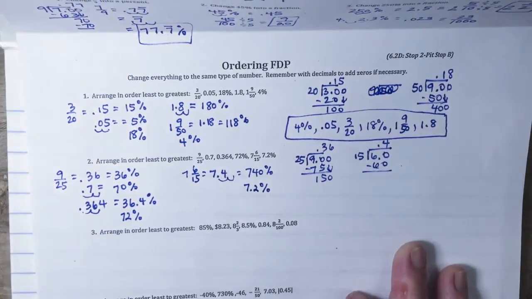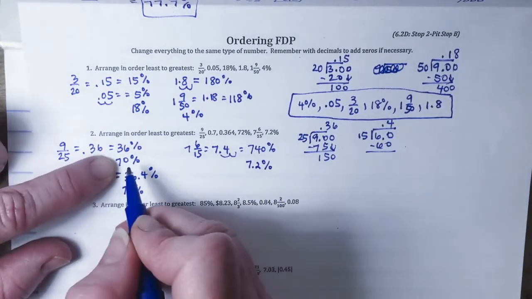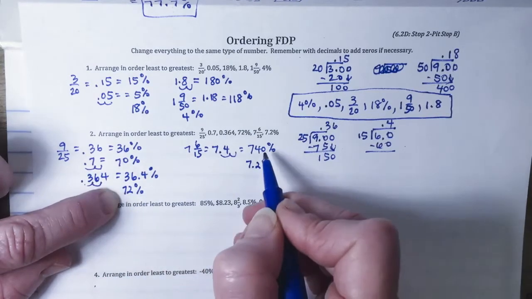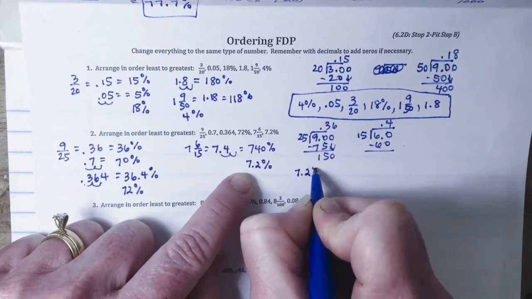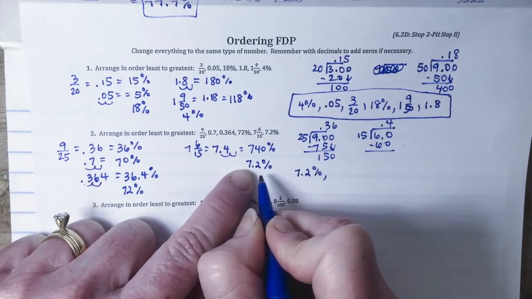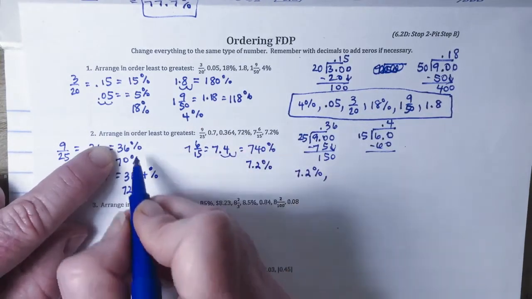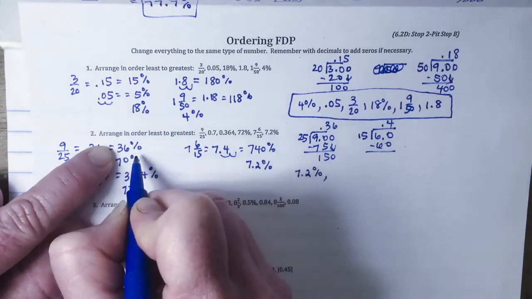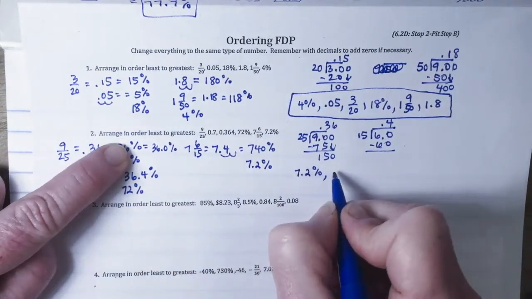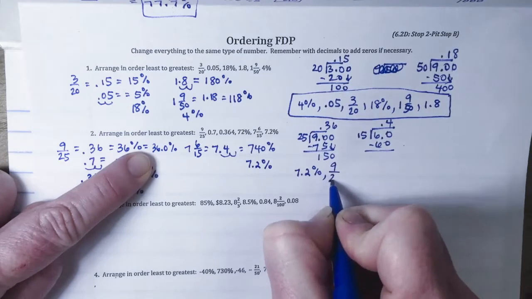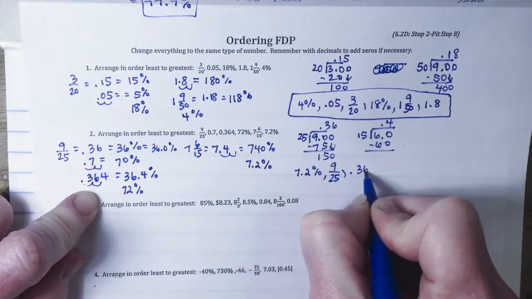All right, so if I'm going to put these in order least to greatest, my percents are 36, 70, 36.4, 72, 740, 7.2. My smallest percent is 7.2%, and that's what it started as. Okay, after 7.2%, looks like I have 36 and 36.4. So if I'm not sure which one should come next, I can make this 36.0. And then it's obvious that 36% would come next. So this is 9 over 25. And 36.4% would come next. So that was 0.364 originally.